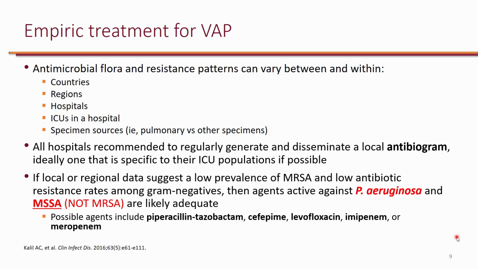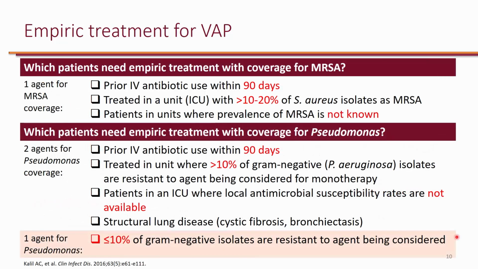Now, who exactly needs to receive empiric coverage for MRSA? Generally speaking, both MRSA and Pseudomonas are organisms that originate from healthcare settings. So patients who have received prior IV antibiotics in the past 3 months or 90 days need to receive one agent that has coverage for MRSA, so typically vancomycin. Also, patients with VAP who are being treated in ICUs where the prevalence of MRSA is more than 10 to 20%, or if the prevalence of MRSA is not known, these patients need to receive one agent that is active for MRSA.